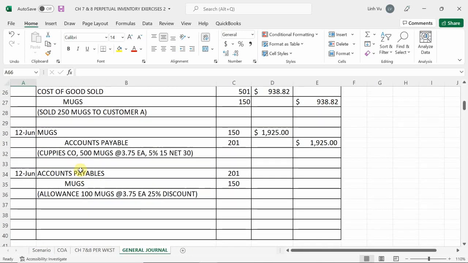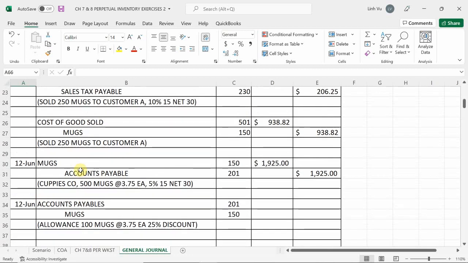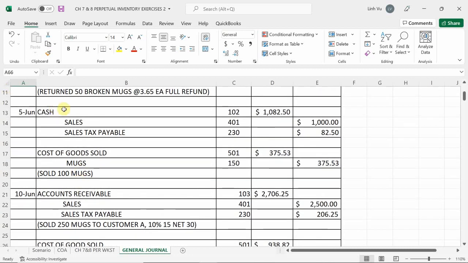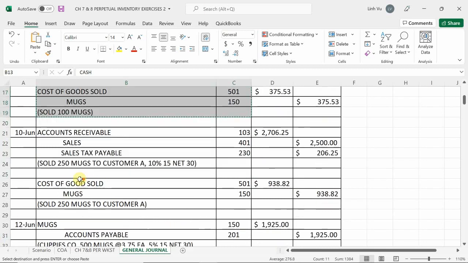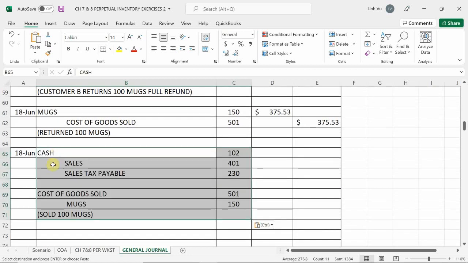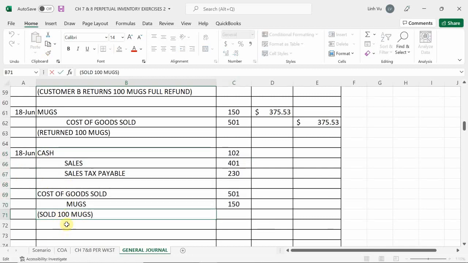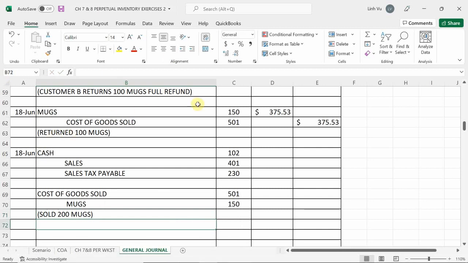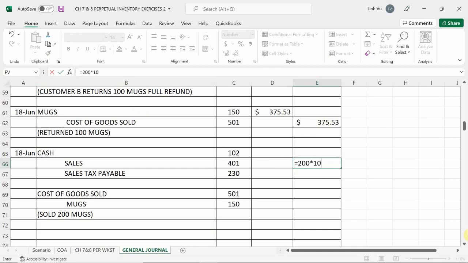Sales, sales tax. And how did we get paid? Cash. So here we sold 200 mugs, right? All right, starting with the first one.